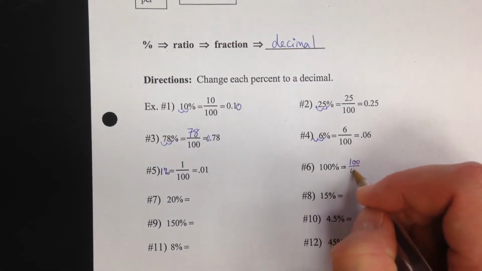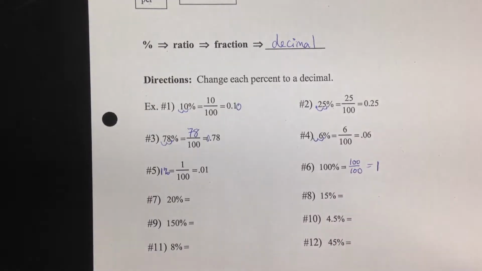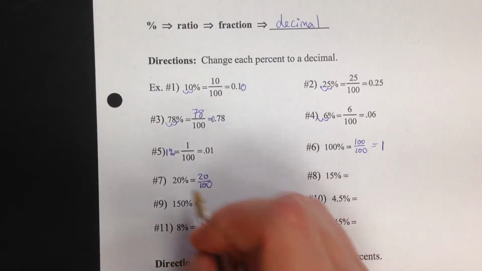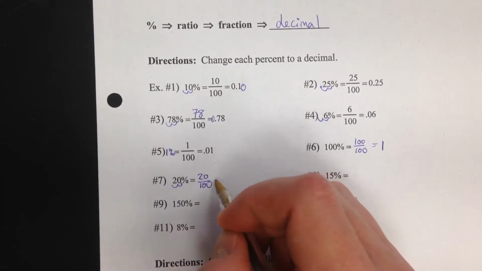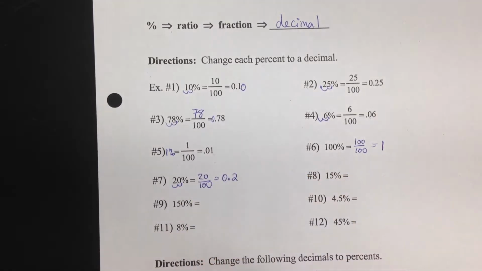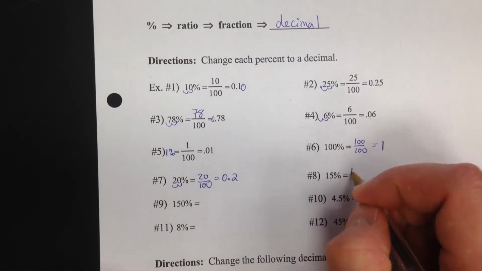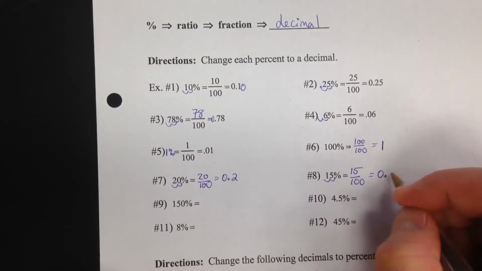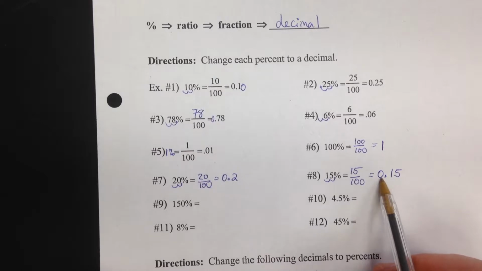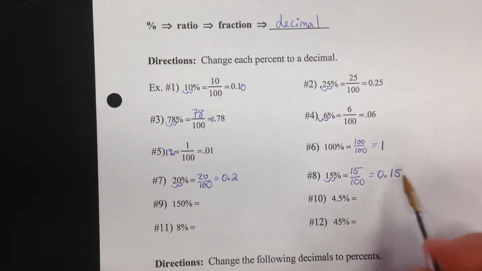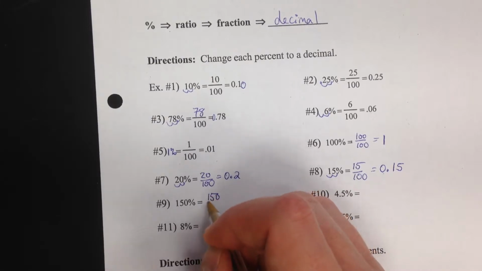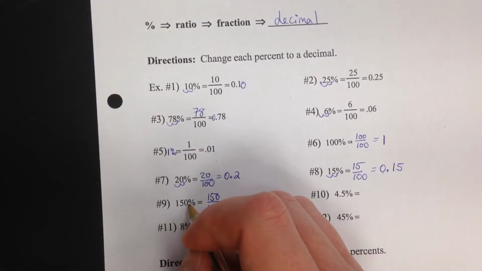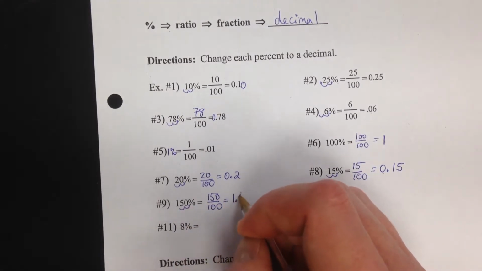100% is 100 over 100 equals 1. It's the whole thing. 20% is 20 over 100, and if I shift that decimal 2 places to the left, 0.20 or 0.2. 15%, 15 over 100, shift the decimal 2 places, and we have 0.15. Now I'm putting the 0 in front, but you don't have to. 150%, now notice that's more than 100. It's 150 over 100. So when I shift the decimal 2 places, I get 1.5.